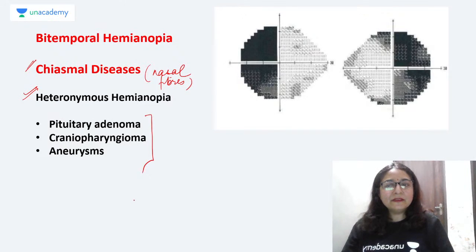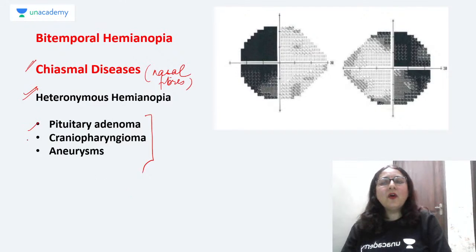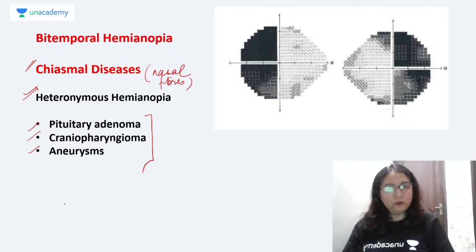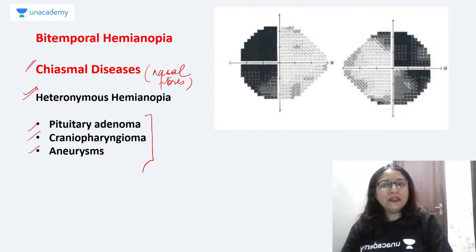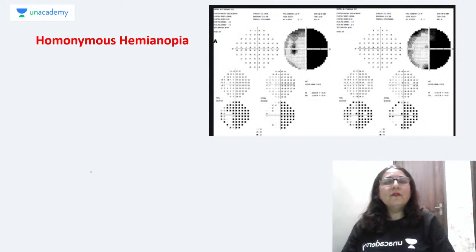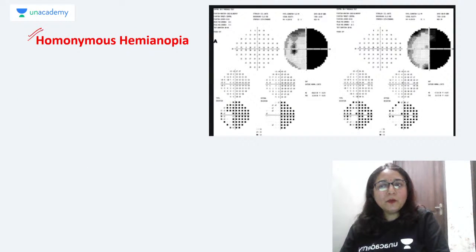Mostly the compressive lesions, because of pituitary tumors, that is pituitary adenoma or craniopharyngioma, or aneurysms of the arteries which are close by. Okay, so the compression of the nasal fibers leads to bitemporal hemianopia, which is seen in chiasmal diseases. Moving on to homonymous hemianopia.